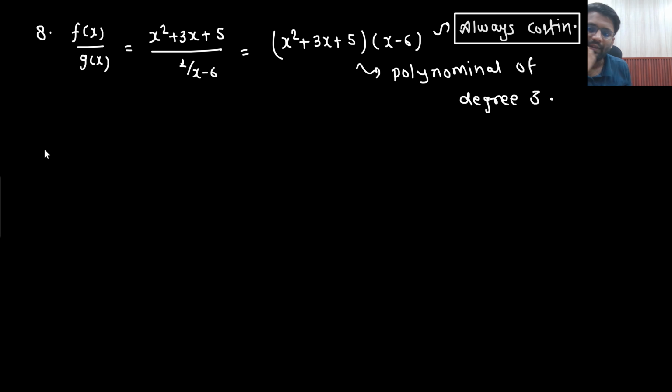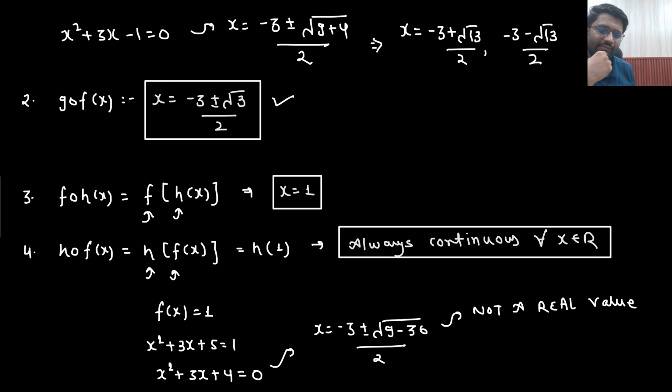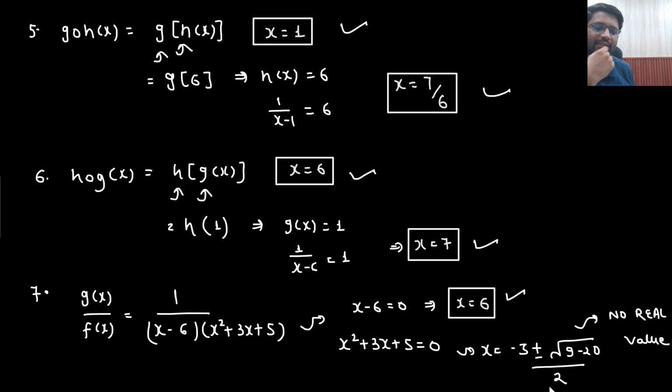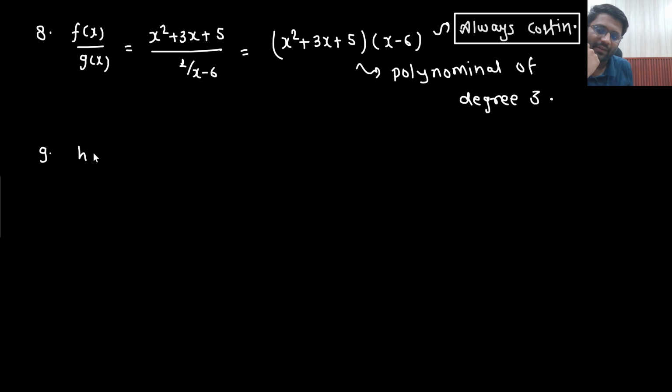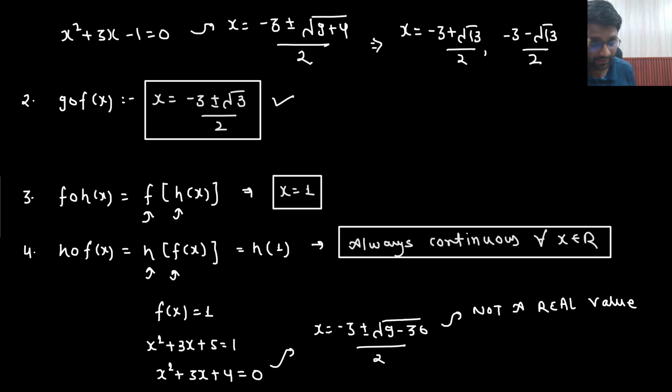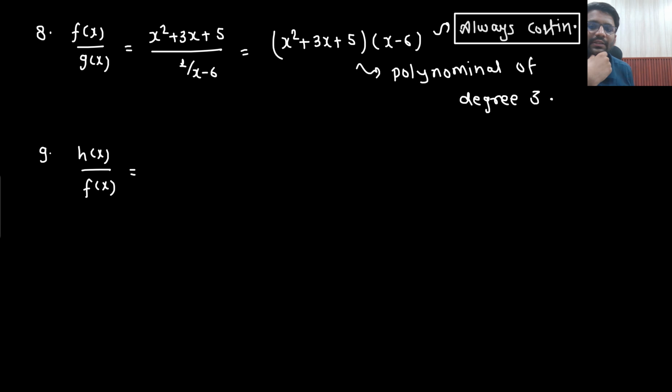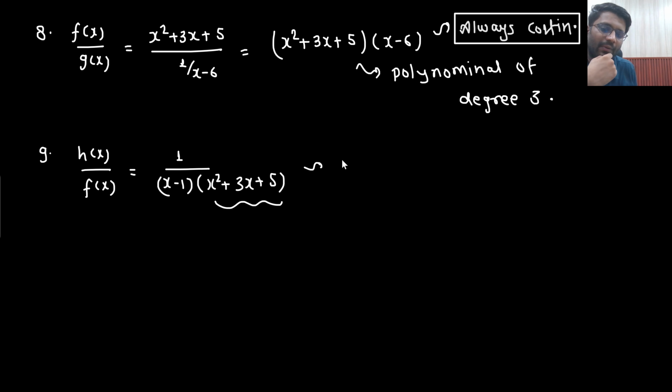Right? Next one, hx by fx. What is hx? 1 upon x minus 1. And what is fx? x square plus 3x plus 5. Now you know that this will never create any problem. Who will create the problem? Only x equals 1 will be the issue. That's it, right? And next one is fx by hx.